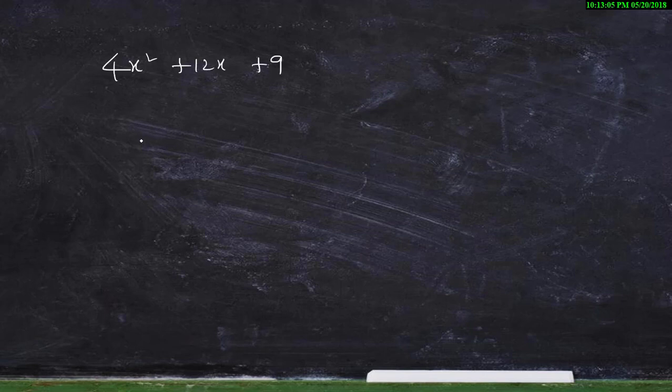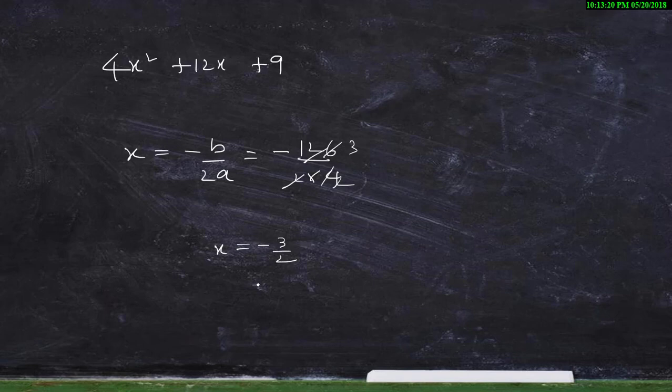We can apply the direct formula, x is equal to minus b by 2a. Minus 12 by 2 into 4. Now 2 ones are 2, 2 sixes are 12, 2 threes are 6, so x is equal to minus 3 by 2. So both roots are this, or you can verify it by splitting the middle term.